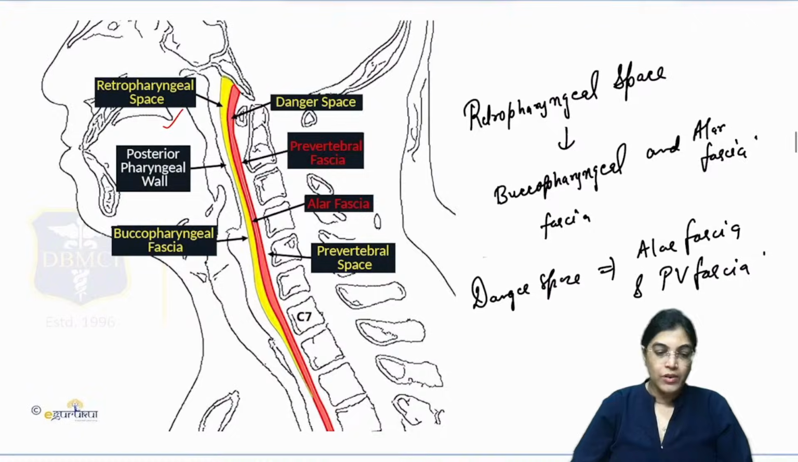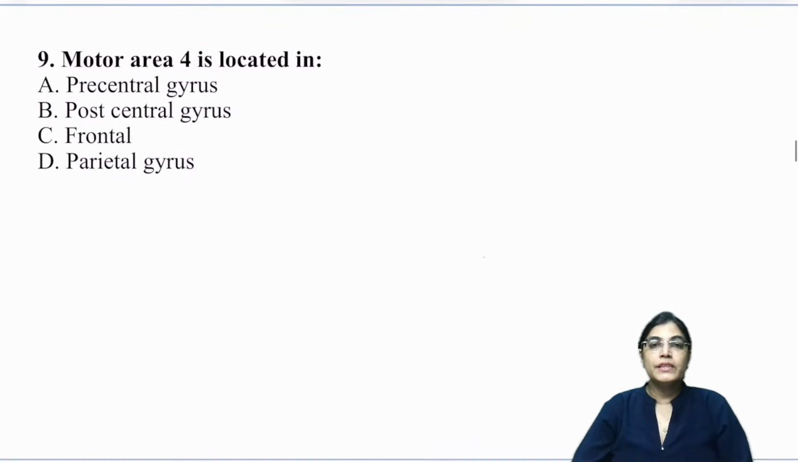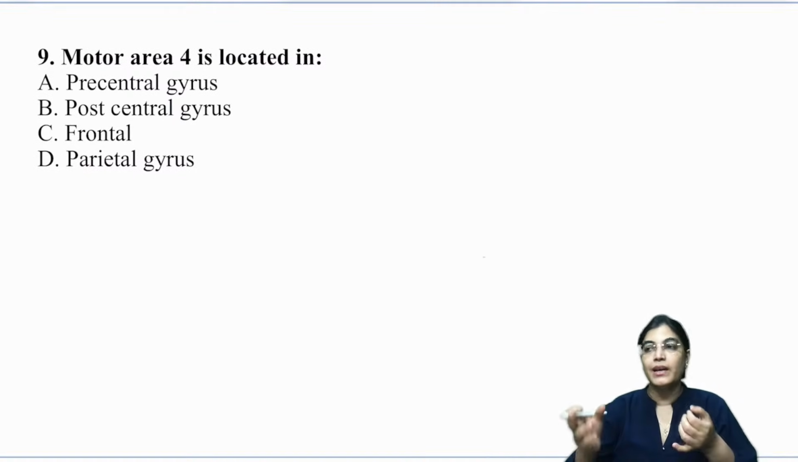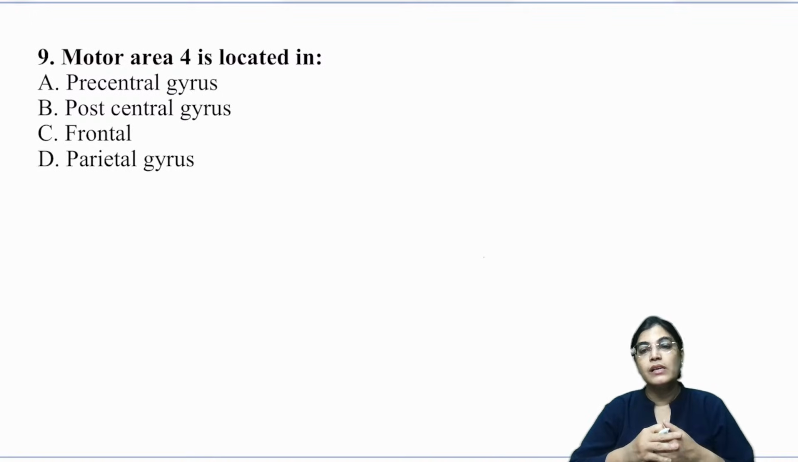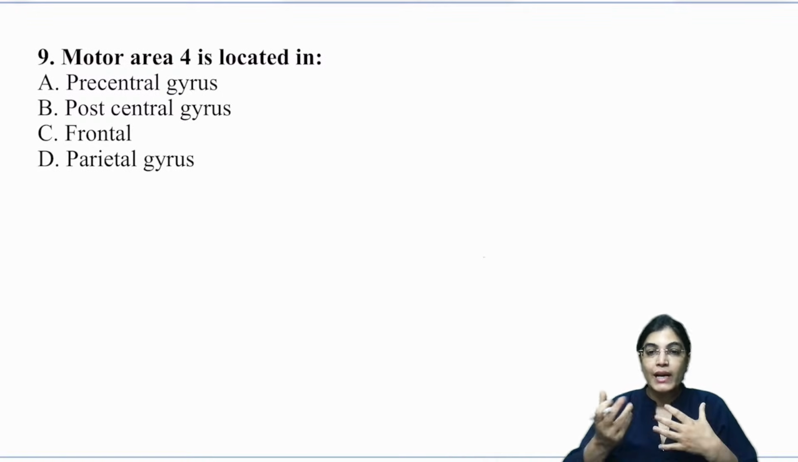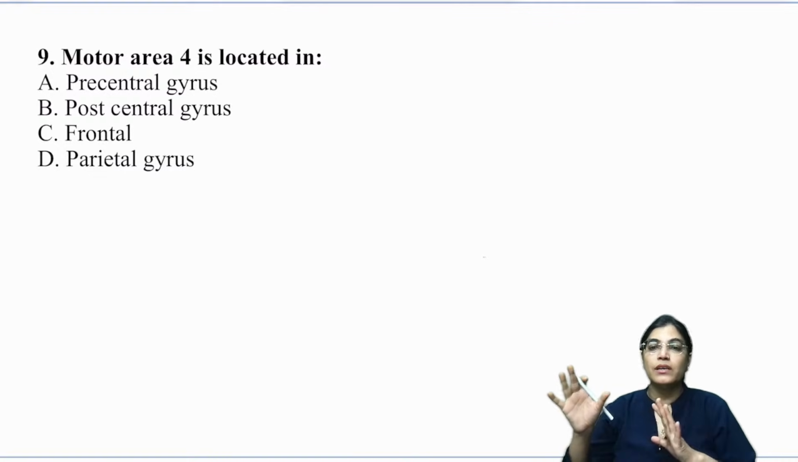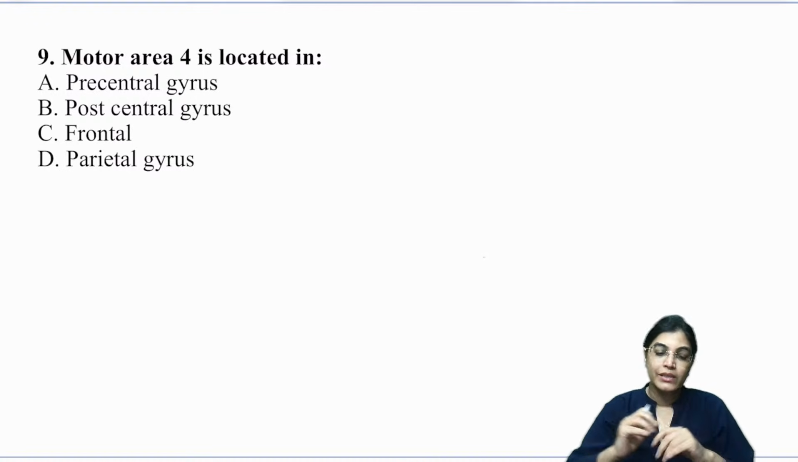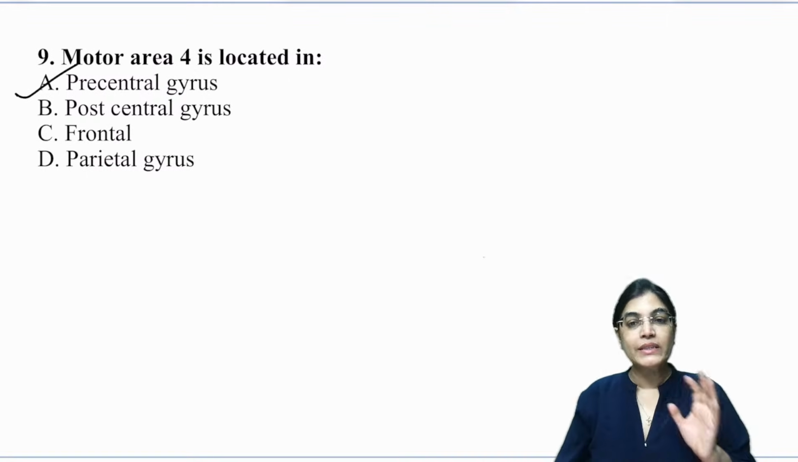Now coming to the next question: motor area 4 is located where? Basically, important areas include the visual areas, auditory cortex, primary motor area, primary sensory areas, for motor Broca's area, speech area, and sensory speech area, Wernicke's. These are important locations which you have to know, the functional area number and where it is located. Yes, absolutely correct answer. It is located in the pre-central gyrus.